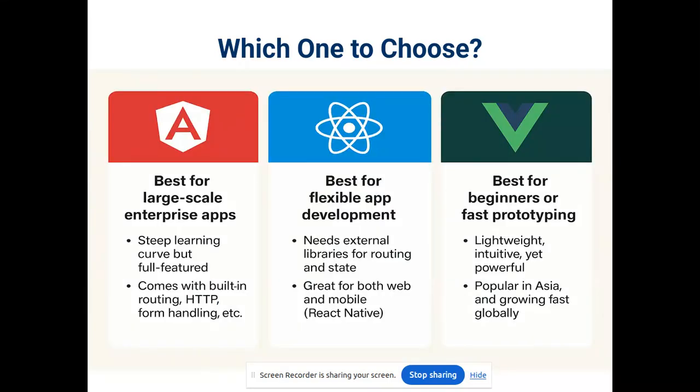Angular is best for large scale enterprise apps, steep learning curve, yes, but full featured. It comes with built-in routing, HTTP, form handling, etc. React is best for flexible app development, needs external libraries for routing and state management, great for both web and mobile. Vue is best for beginners and fast prototyping, lightweight, intuitive yet powerful, popular in Asia and growing fast globally.